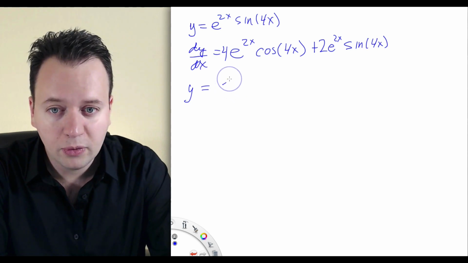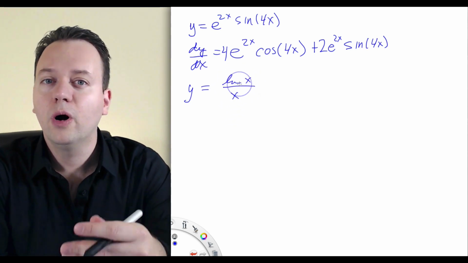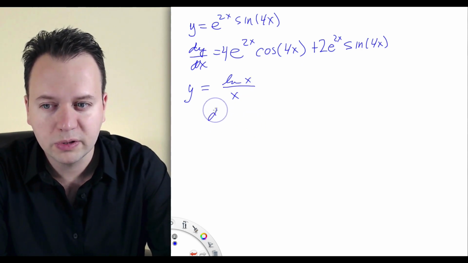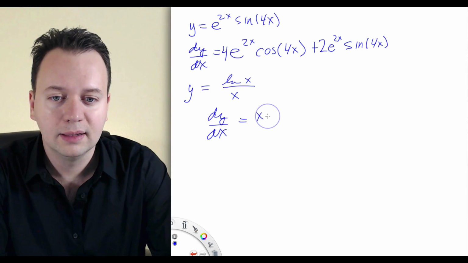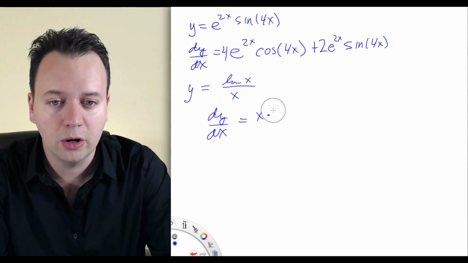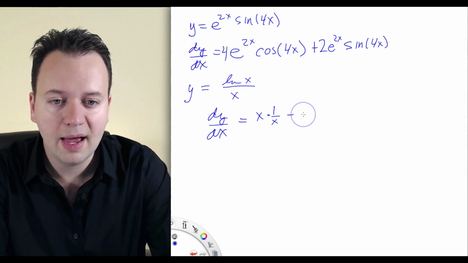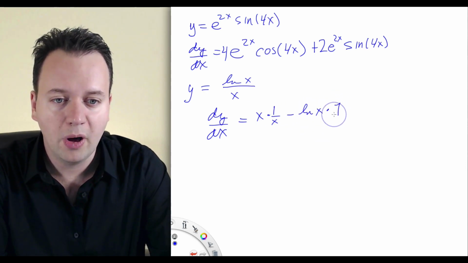Our next example is ln of x divided by x. Here we want to use the quotient rule. So the quotient rule says that the derivative is the bottom, which is just x, times the derivative of the top. Derivative of ln of x is 1 over x. And then minus the top, which is just ln of x, times the derivative of the bottom, which is 1.